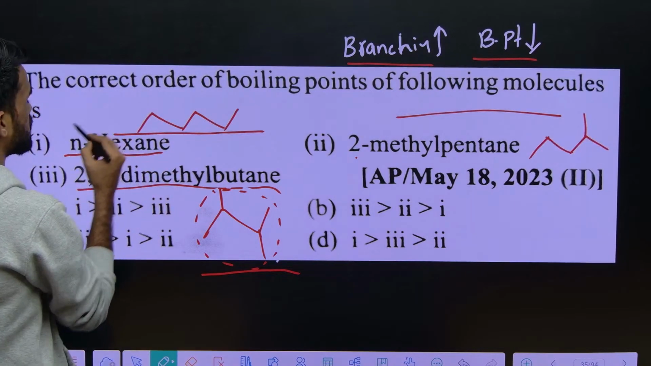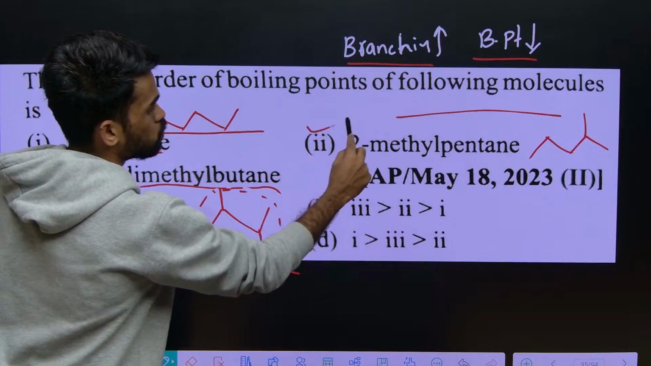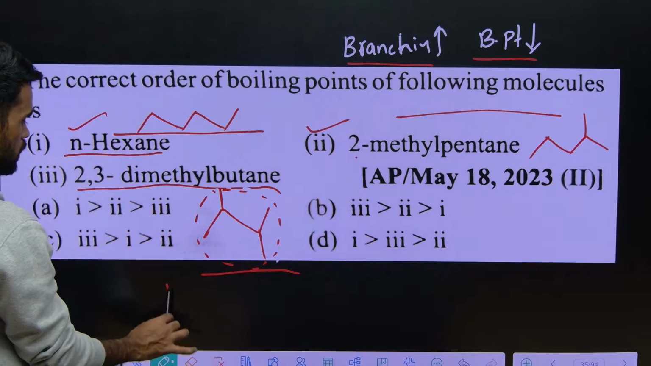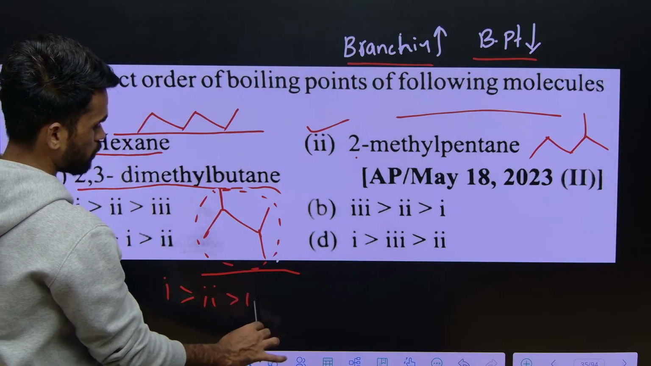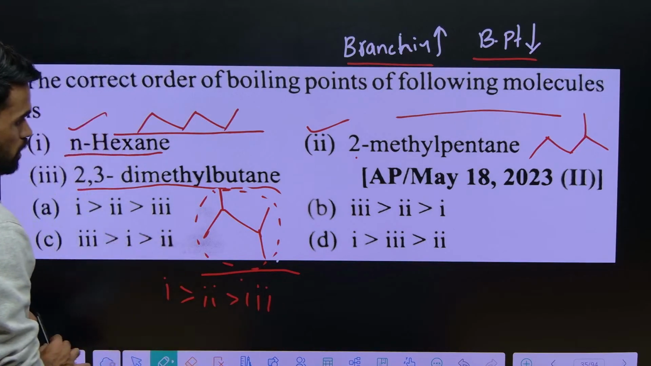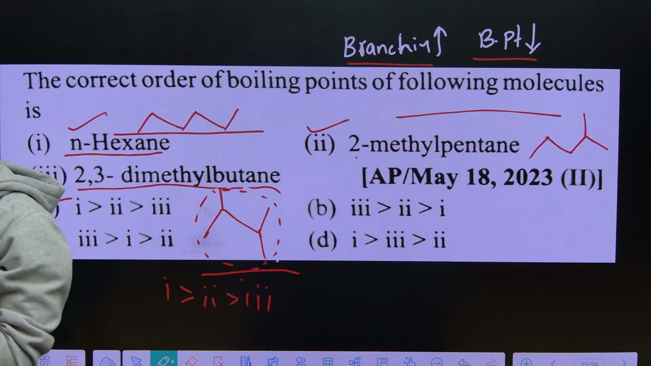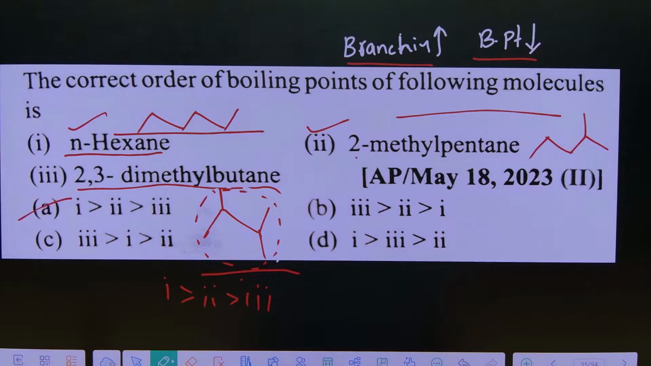So N-hexane is having more boiling point, then next 2-methyl pentane. This has more branches, so less boiling point. So 1, 2, 3 will be your answer for the question. So where do we have 1, 2, 3? The first option will be your answer for the question. Okay. Right. Discussion is clear now? Right. Next.